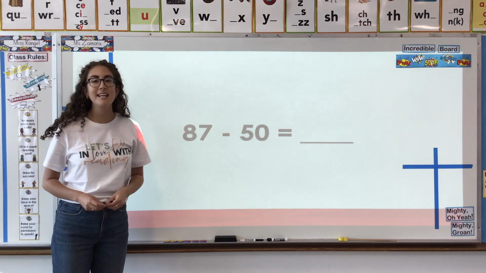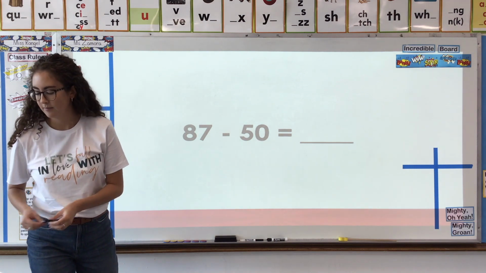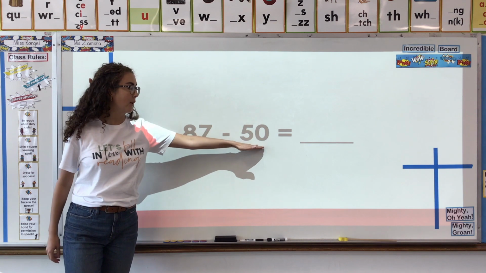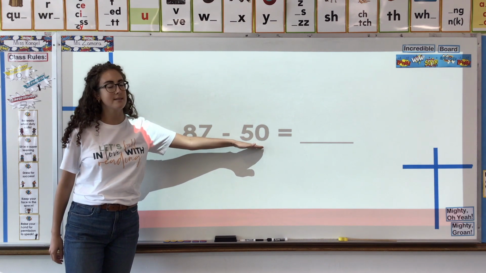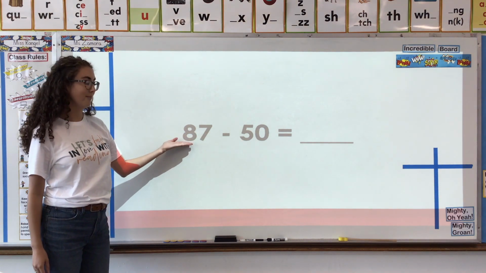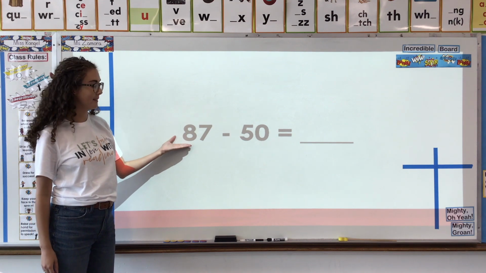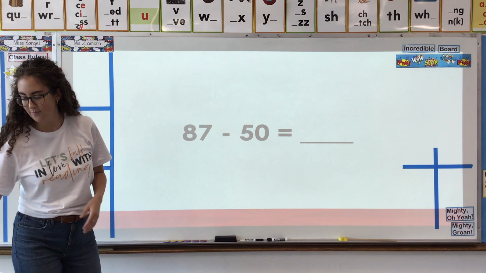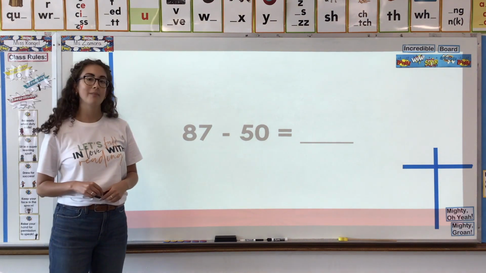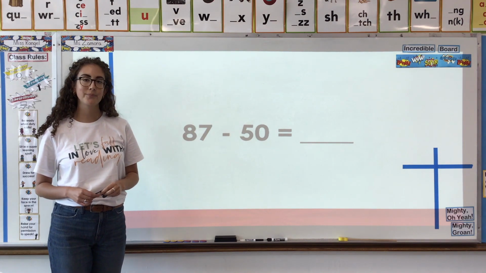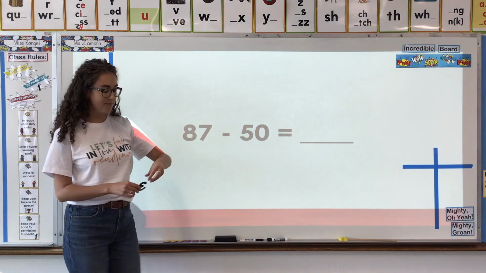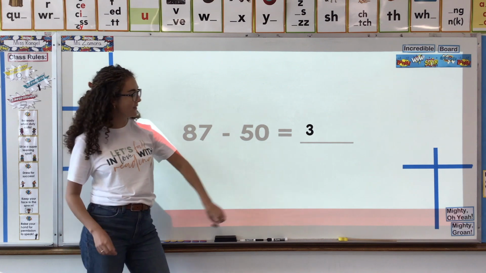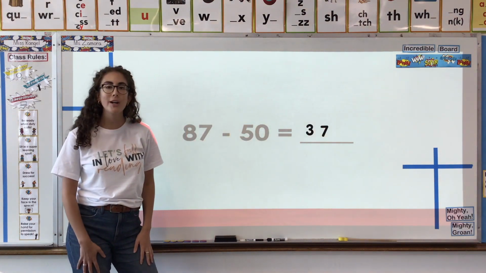87 minus 50. How can we solve this problem? Are we taking away a tens or a ones? A tens. So 8 minus 5. What will this be? 8 minus 5 is 3. So 87 minus 50 is 37.